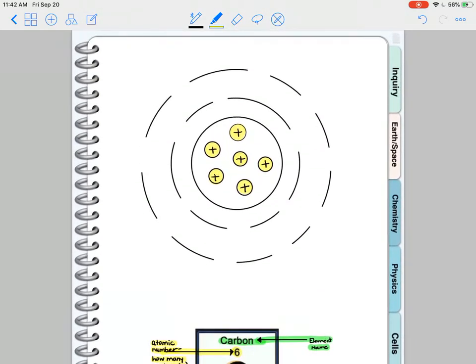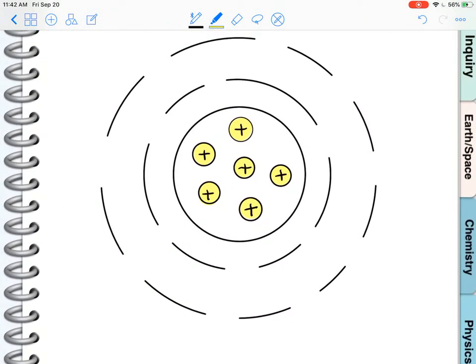Now, what do you know about positives and negatives? Opposites attract. So we want to balance this atom. We want to stabilize this atom. Remember, you never put electrons in the nucleus. They're not allowed in there. So let's go ahead and draw one. Here's one, and it has a negative charge. I need another one. There's another one.